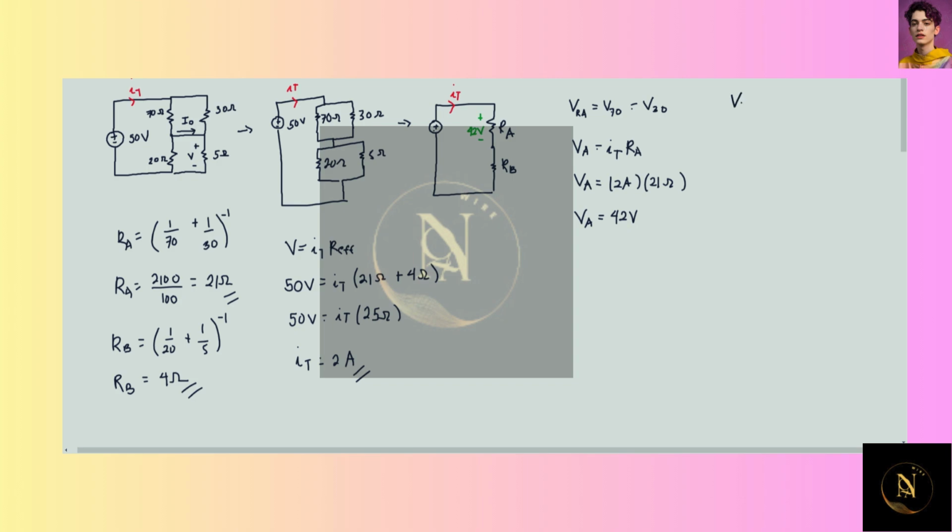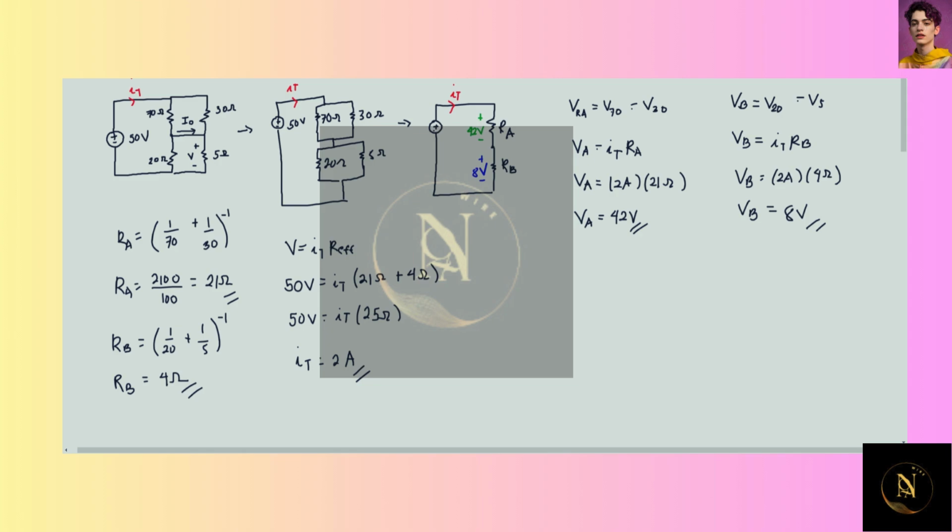For Vb, you can see that they have the same voltage as the 20 ohm resistor and the 5 ohm resistor. Doing the same method, we get Ohm's law as Vb equals IT times Rb, which is equal to 2 amperes times 4 ohms. We get Vb as 8 volts. So we write it down here as plus minus 8 volts.